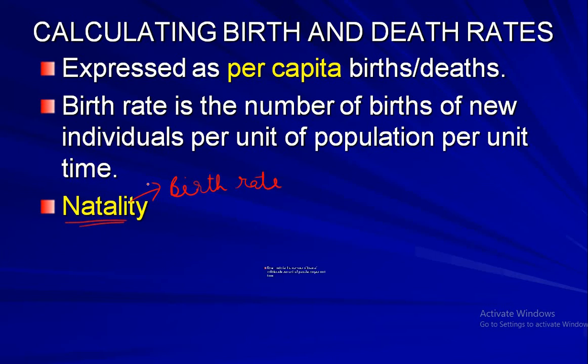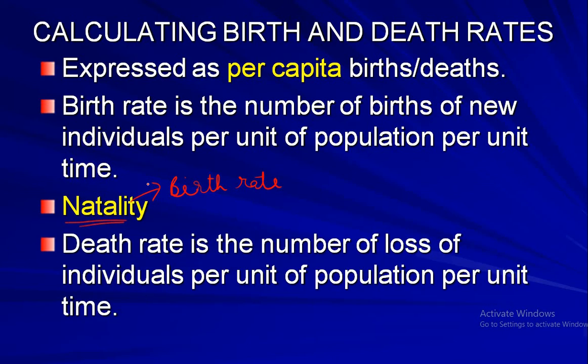And death rate is defined as the number of loss of individuals per unit of population per unit time. Again, if we are taking the example of birds, then individuals are considered here as birds, so per bird of population per year. That is called death rate.